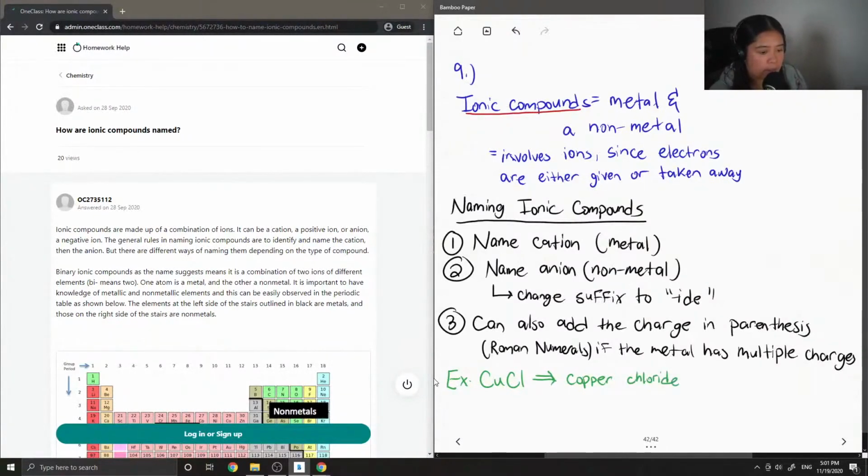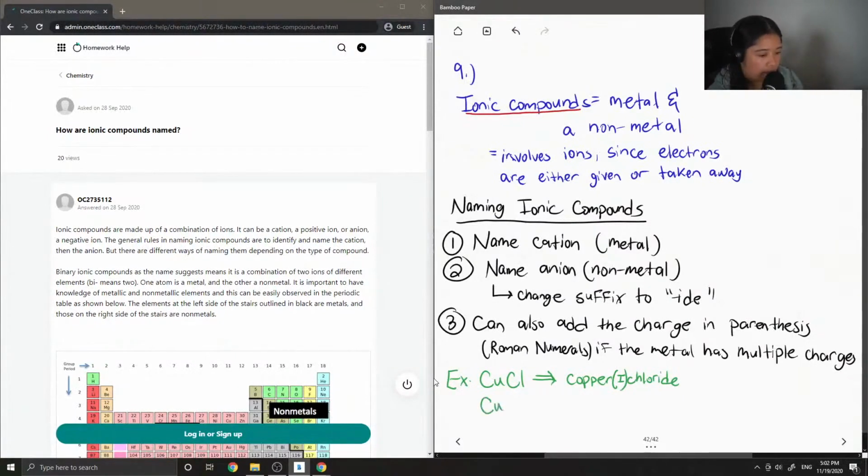And then since copper can have multiple charges, in the case of copper chloride, there's only one copper reacting with the chlorine, which has a -1 charge. Since the entire compound is neutral, we know that copper only needs to have a +1 charge to neutralize the chlorine. So I'm just going to put a Roman numeral of 1 in the brackets. The final ionic compound name is copper(I) chloride.